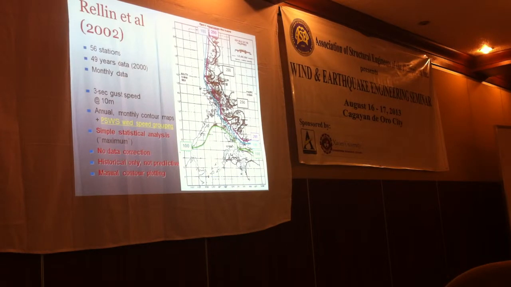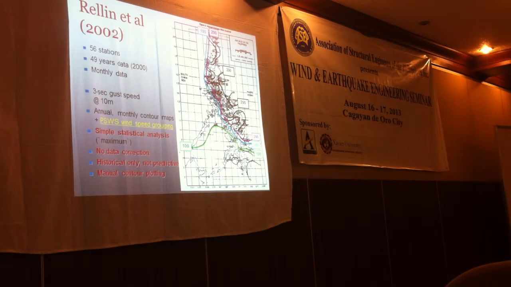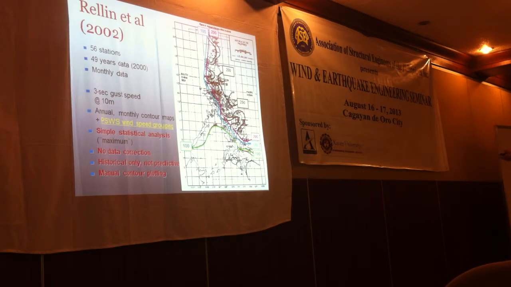And just to let you know, yung PAGASA may ginawa sila. Kinuha nila yung mga maximum per station. Tapos nagguhit-guhit sila to come up with this contour map. May gamit to, ang problema dito, hindi natin to pwedeng gamitin for engineering. Kasi this is just yung record ng mga maximum wind speeds na na-experience around the Philippines.